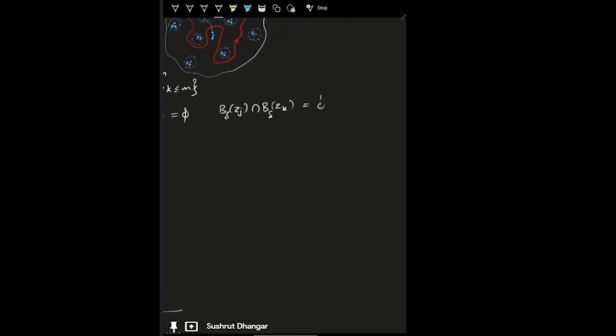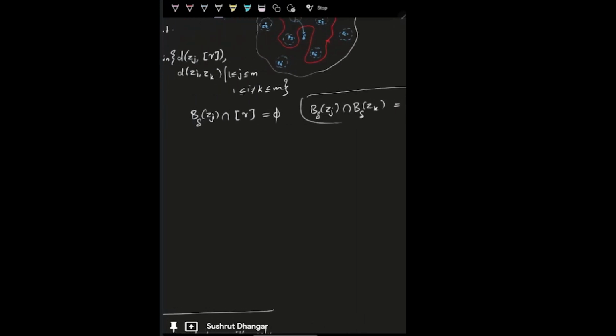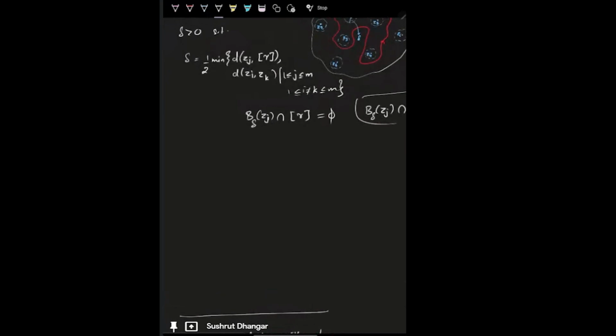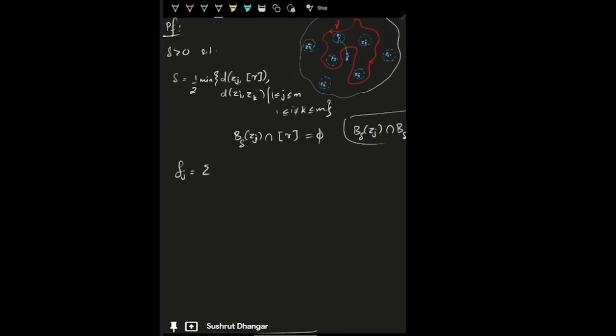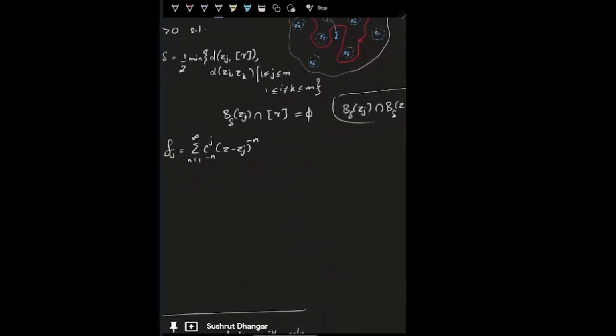So this intersection will also be empty. And now, with the help of this idea, let's quickly go through the proof. So this is all the construction we need. Now we'll define fj as the singular part of the function f defined about Zj. So that would be the sum from n equals 1 to infinity of c sub minus n, j times z minus Zj to the power minus n. Now this is the singular part of f at Zj.